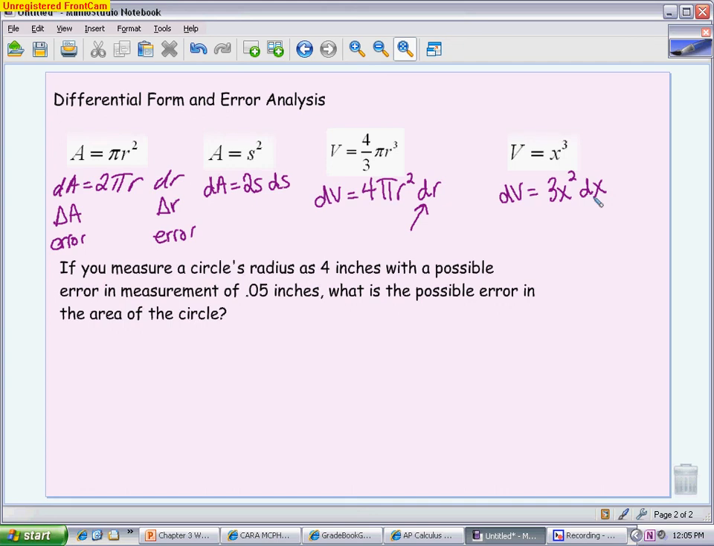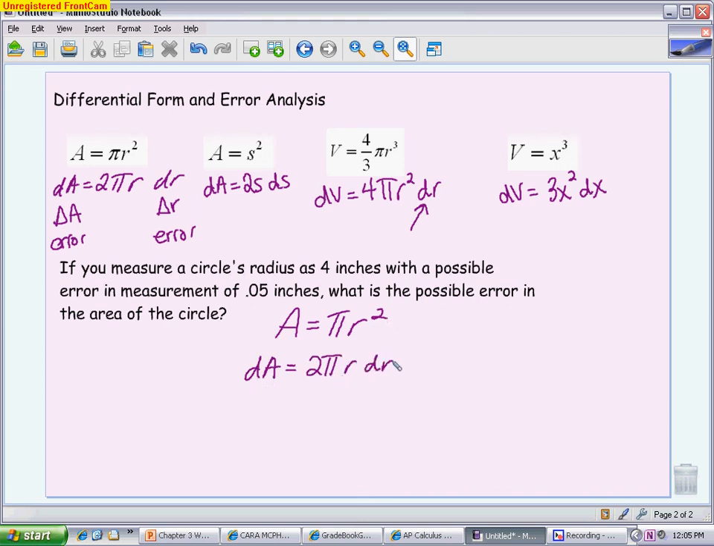So let me show you how we go through and talk about the different terminology that you'll see when you're either doing your homework or on a test question. We are working with a circle, and we're talking about its radius and what error we could possibly create in the area. So the first thing you want to do is write down your geometric formula. Area equals pi r squared. Take the derivative in differential form, so dA equals 2 pi r dr. Look at what you're given.